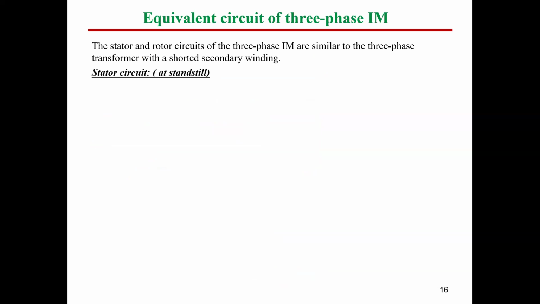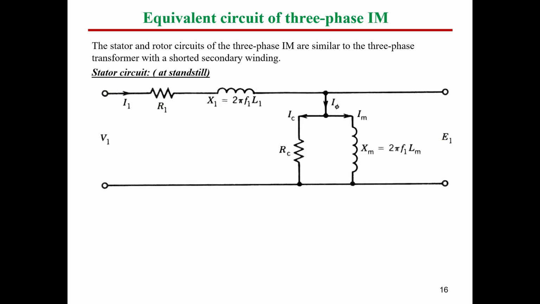For the equivalent circuits, I'm going to start this right now and we will continue in the next session. So this is the stator circuit. The stator circuit, you know that we have windings, so you will have resistance for these windings. You would have leakage reactance for these windings. And here we have the core parameters. And this is the induced volt on the stator side.